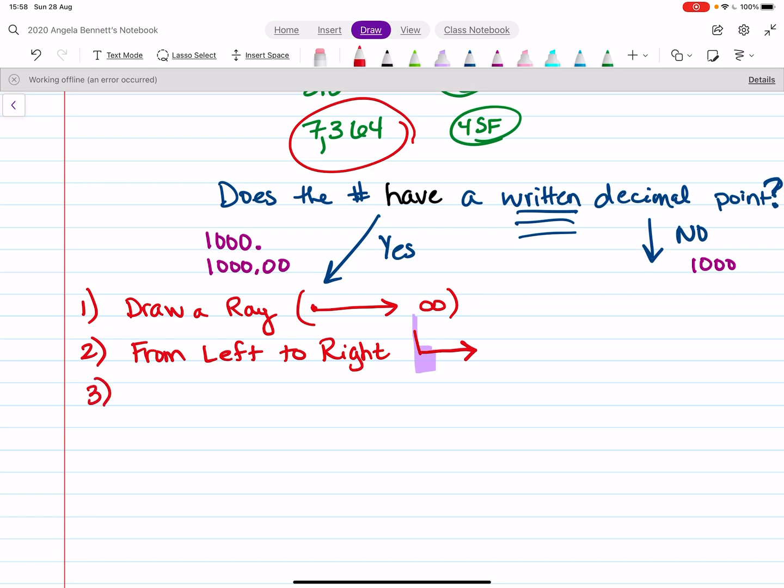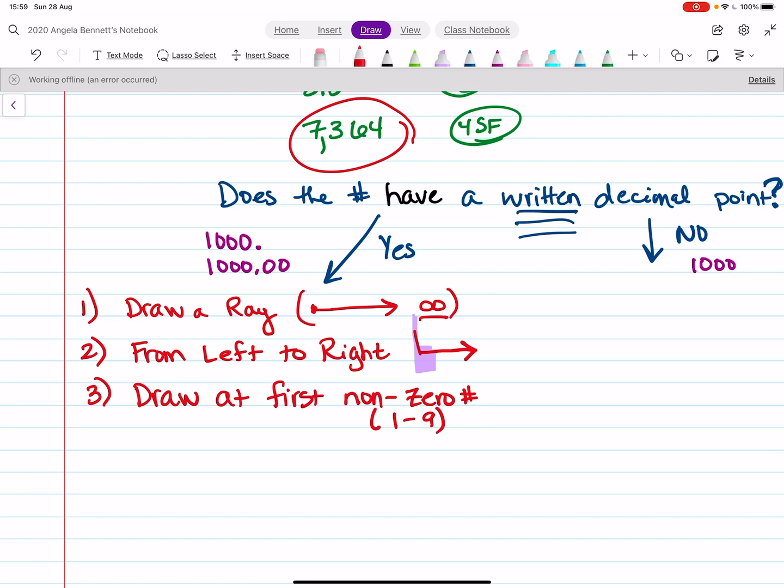But the question is, when do you start drawing this arrow? You'll start drawing at the first non-zero number. Now remember, a non-zero number is a digit between 1 and 9. Also recall that this is a ray, which means it has a starting point and it goes on to infinity. It's just going to keep going and going. Nothing else stops it. Commas don't stop it. The decimal point doesn't stop it.